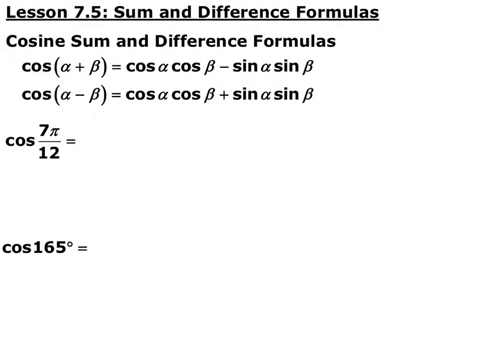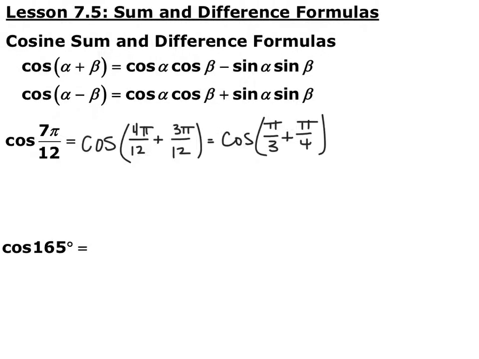So for example, something this would be useful for is if we want to find the cosine of 7 pi over 12. 7 pi over 12 is not on the unit circle, but we can write 7 pi over 12 as a sum of two angles that are on the unit circle. For example, 7 pi over 12 is the same thing as 4 pi over 12 plus 3 pi over 12, which simplifies down to pi over 3 plus pi over 4. So the cosine of 7 pi over 12 is the same thing as the cosine of pi over 3 plus pi over 4. I chose those two angles because they're angles on the unit circle.